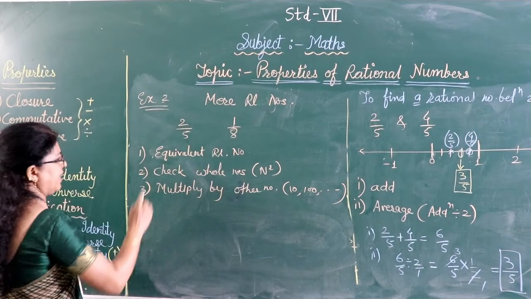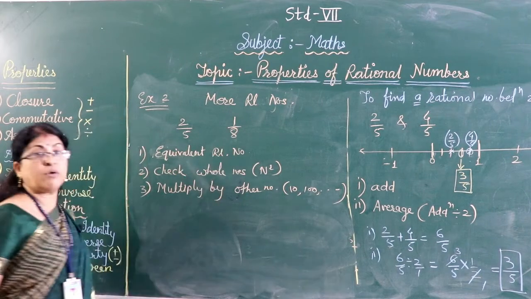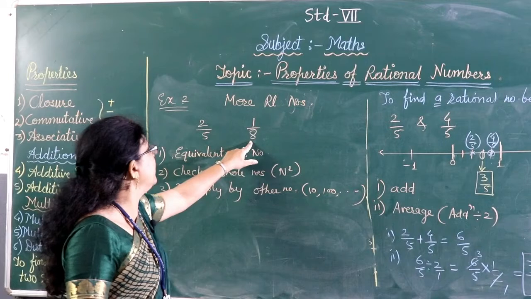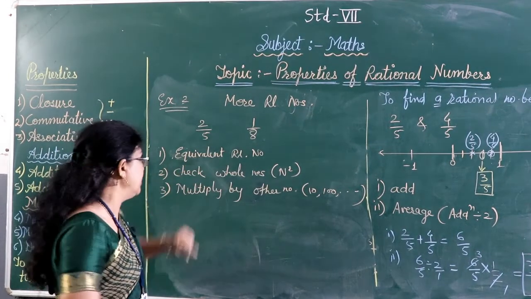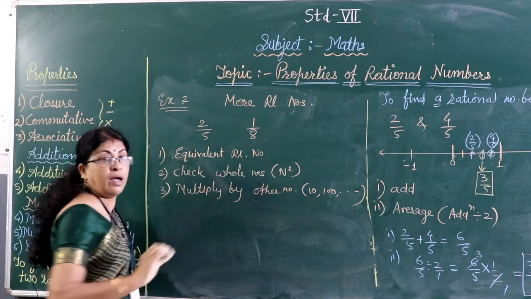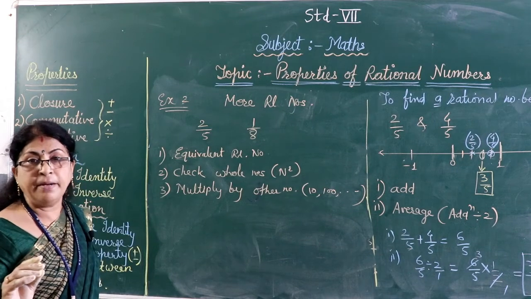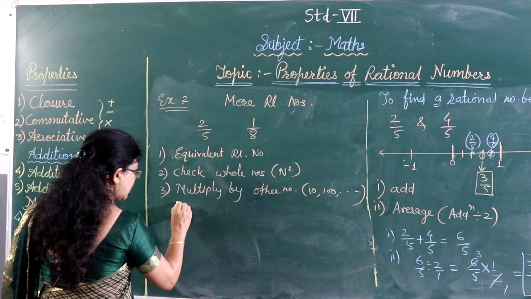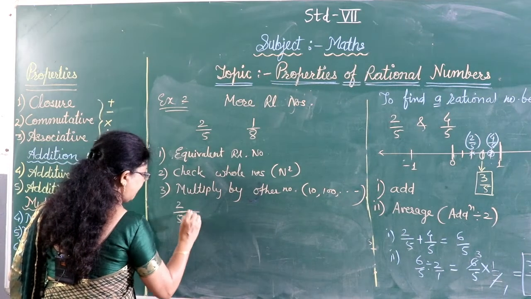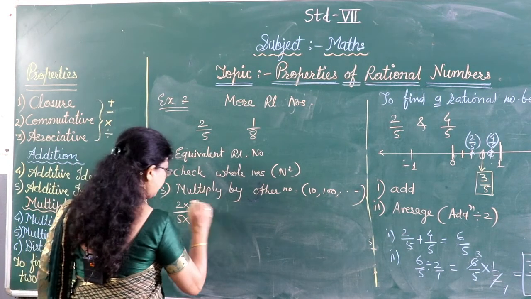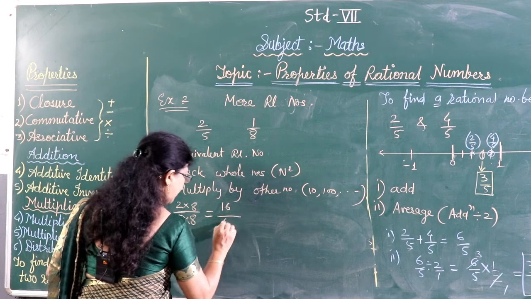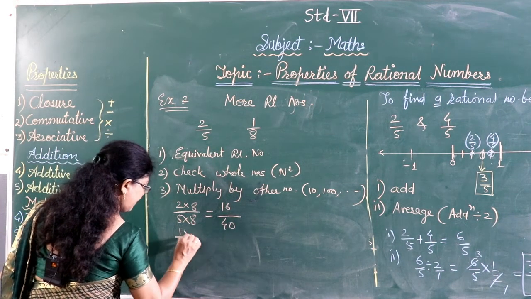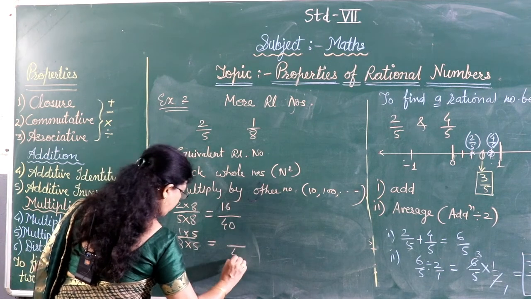First you make them equivalent. Because the denominators are different, we will find the LCM. The LCM: 5 eights are 40, so 40 will be their LCM. So for 2 by 5, to make the denominator 40, you multiply by 8 and get the equivalent fraction: 8 twos are 16 upon 8 fives are 40. Here also for 1 upon 8, multiply both by 5: 8 fives are 40, 5 ones are 5.